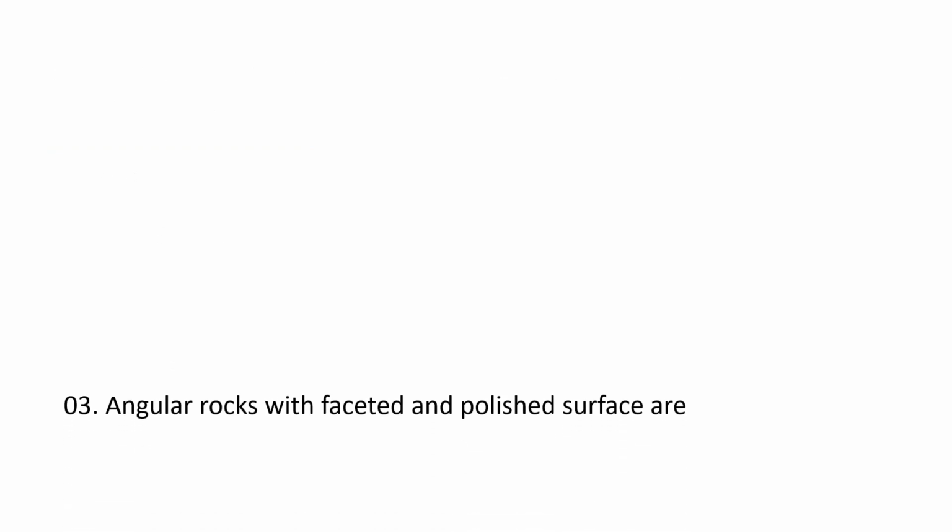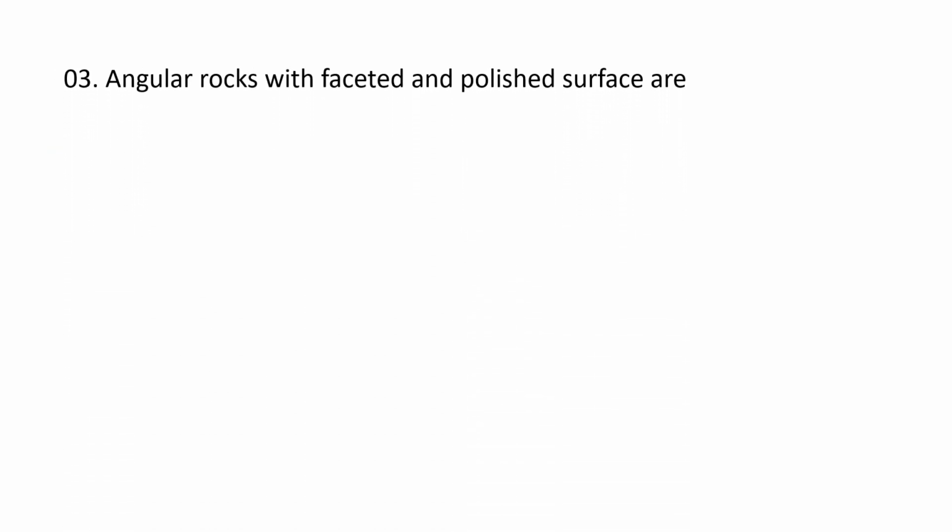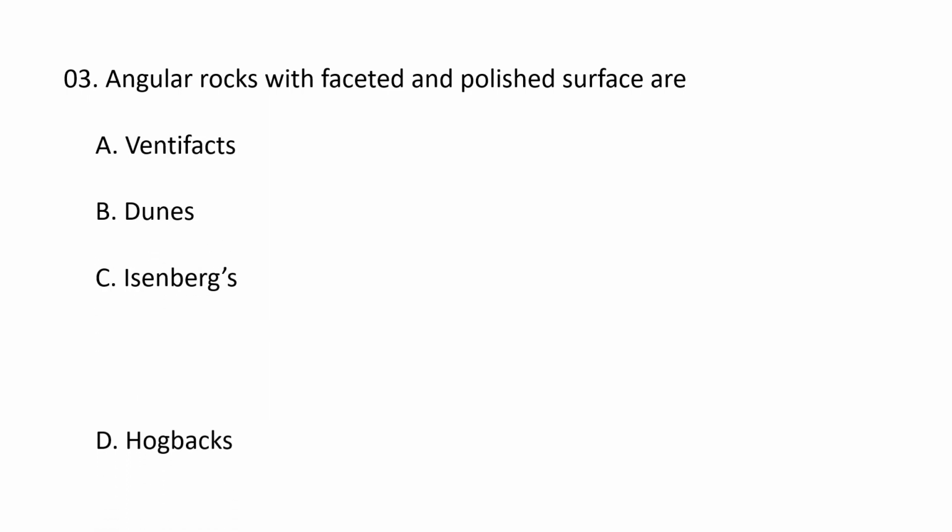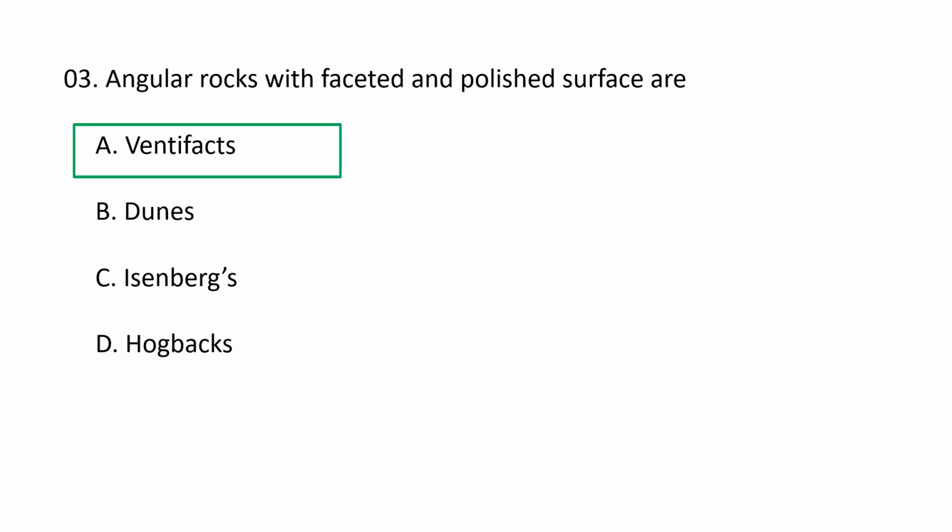Next question. Angular rocks with faceted and polished surface are A. Ventifacts, B. Dunes, C. Inselbergs, and D. Hogbacks. So angular rocks with faceted and polished surfaces are known as ventifacts. A ventifact is also a wind faceted stone or windkanter. It is a rock that has been abraded, pitted and etched, grooved or polished by wind driven sand. So angular rocks with faceted and polished surfaces are known as ventifacts.